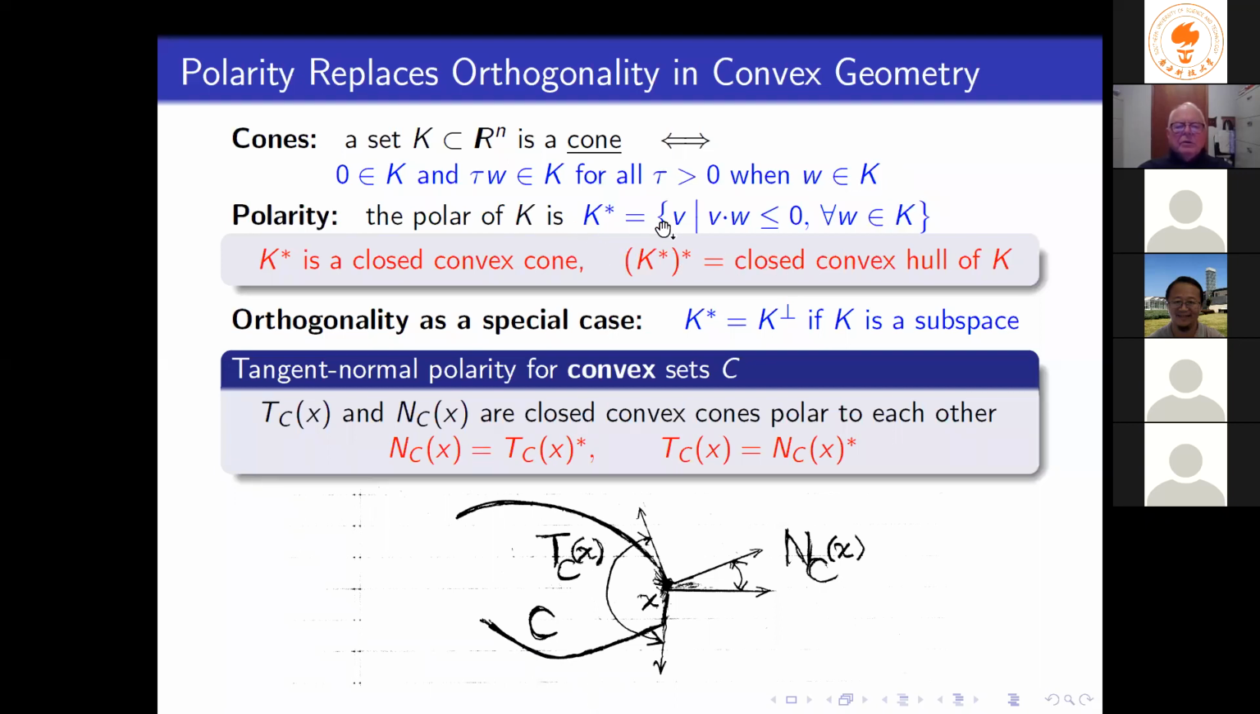And then if you have such a cone, you can define its polar. This is convex analysis as a set of vectors which make this condition. All the vectors V that have an obtuse angle or more to the vector W, except also the vector 0 is allowed here as an honorary vector in this condition. And the miracle of elementary convex duality is that this polar is a closed convex cone, and if you take its polar, you get the closed convex hull of the original cone. Now, there's a special case. This covers orthogonality. So when the cones or subspaces are special cases of convex cones, then you get orthogonality.